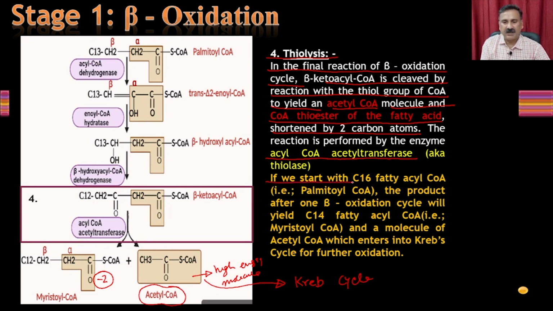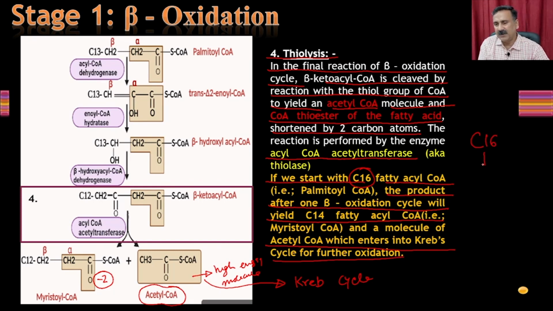For example, if we start with the C16 fatty acid CoA, like the palmitoyl CoA, the product after 1 beta oxidation will yield the C14 fatty acyl CoA, and so on, and a molecule of acetyl CoA which enters into the Krebs cycle for further oxidation. Which means if we started with C16, after the first round of beta oxidation it is going to form C14. After that, it is going to form C12, C10, then C8, then C6, C4, and then ultimately it is going to form the acetyl CoA, right? This is going to be C2, right?